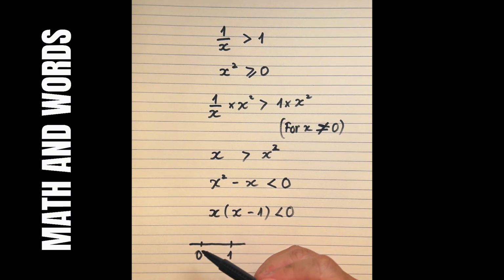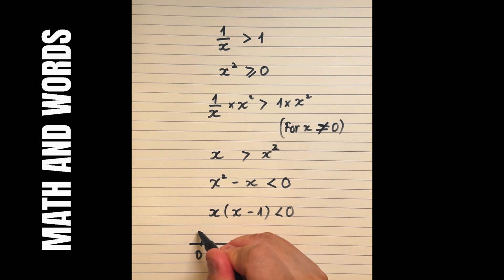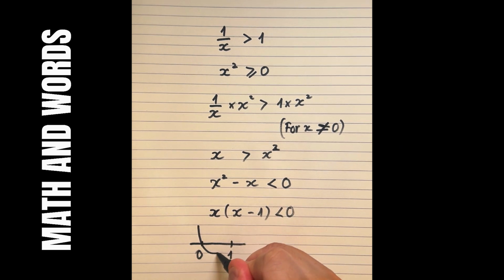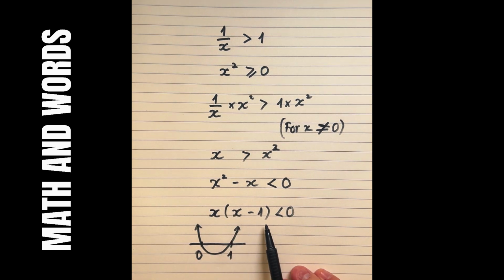That means this parabola is going to be concave up. So it's going to be like this. And this whole expression over here is less than 0. So I shade the area below the line here. And now my answer is in between 0 and 1. Therefore, x has to be in between 0 and 1.